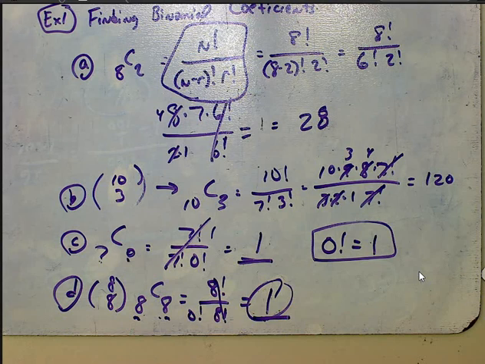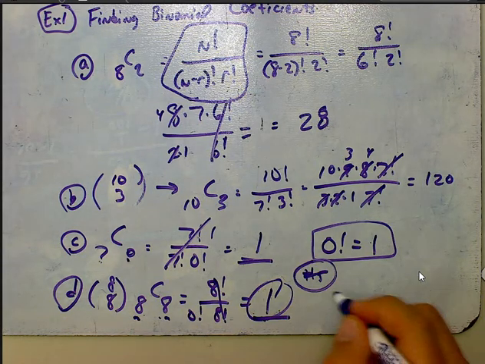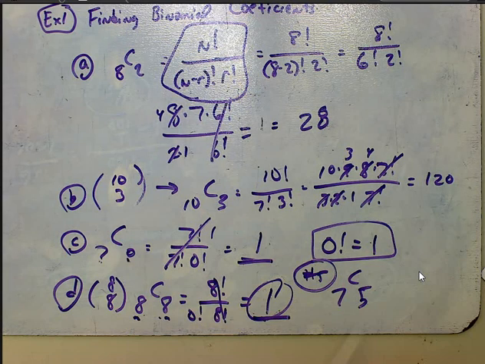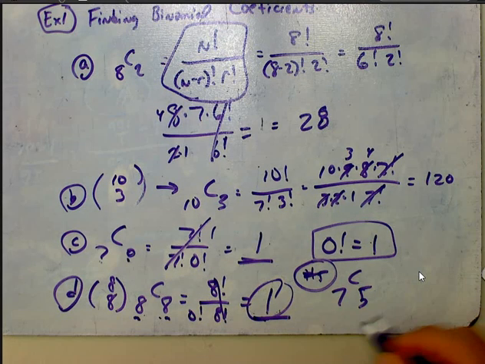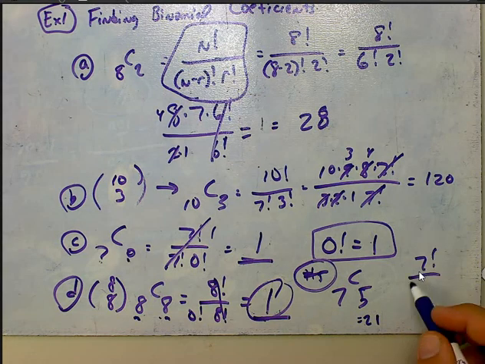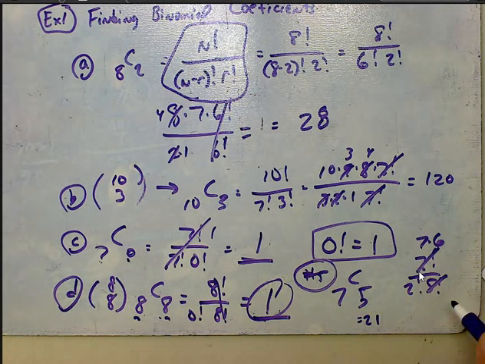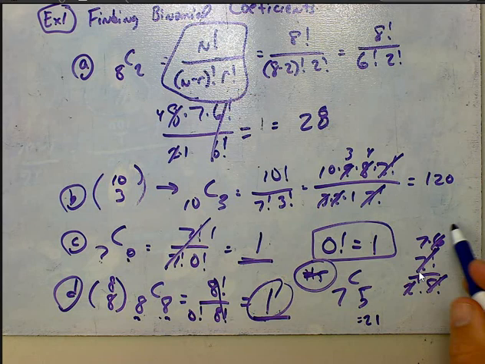Try number 5 out of your book. It says 7C5. Press pause, then come back and see if you got the right answer. Okay, now that you're back, the answer should be 21. To get that, it's 7 factorial over 2 factorial times 5 factorial. 5 factorial cancels out, leaving me 7 times 6. That makes 42 over 2, 21.